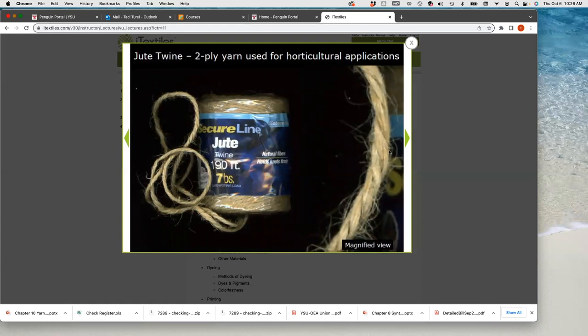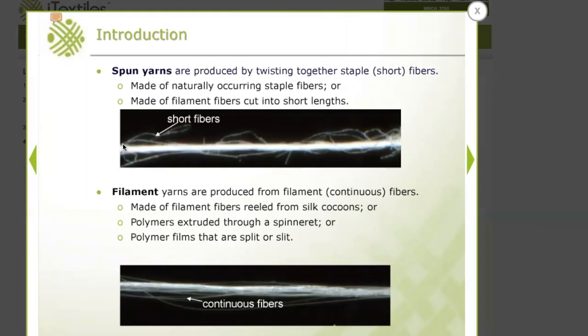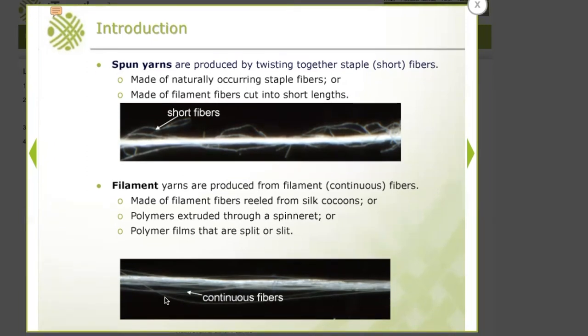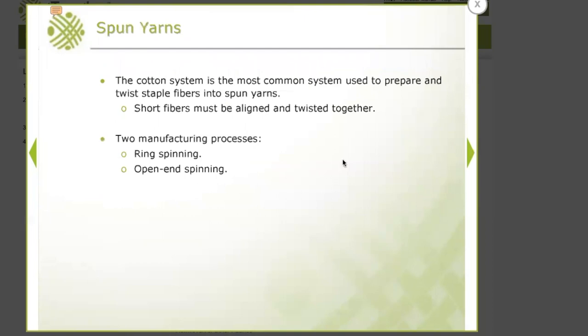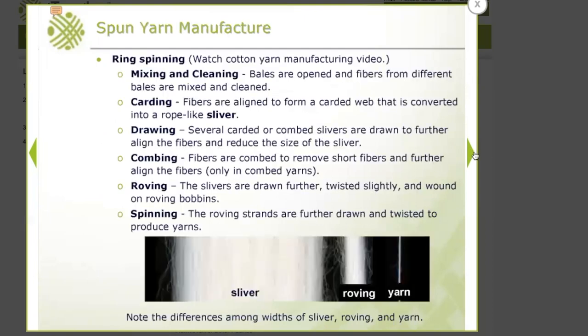And if you think about what kind of twist this is, again, remember, this is the middle of an S, so this is an S twist. This is a spun yarn, so you can see the short fibers. This is a filament yarn. You see the continuous fibers. There's no protruding ends. We talked about ring spinning, open end spinning.